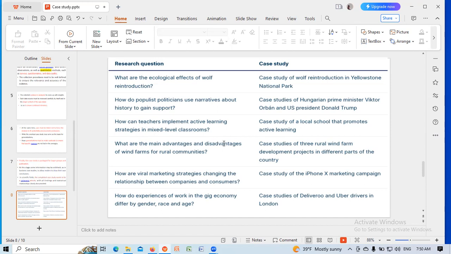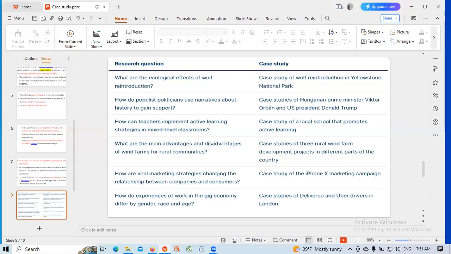How can teachers implement active learning strategies in mixed-level classrooms? Case study of a local school that promotes active learning. What are the main advantages and disadvantages of wind farms for rural communities? Case studies of three rural wind farm development projects in different parts of the country.